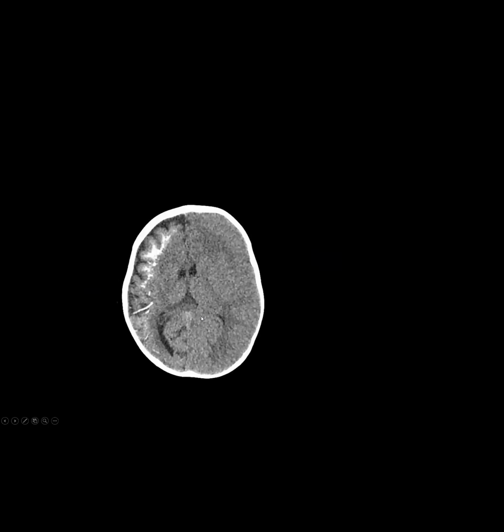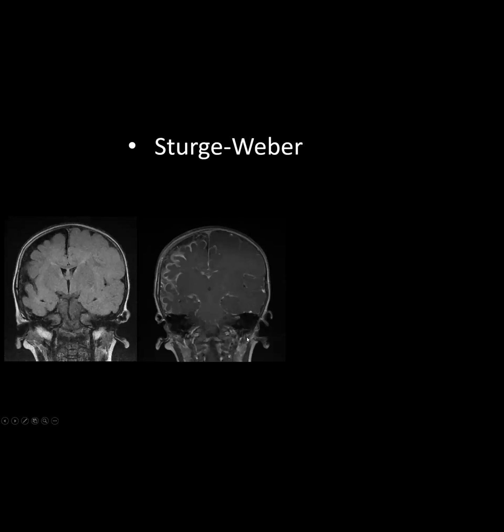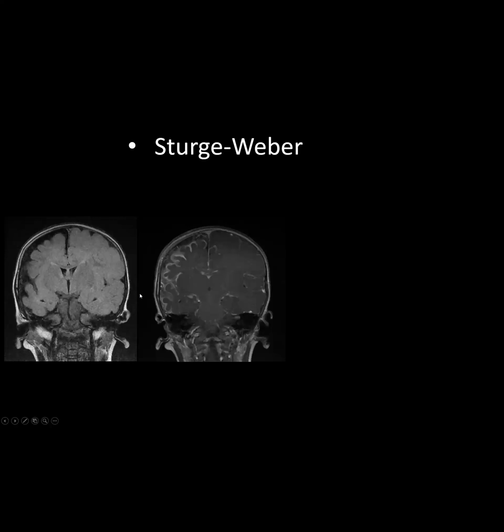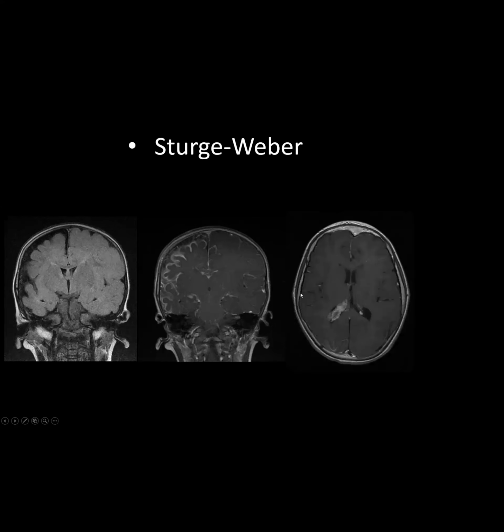This is just an example of Sturge-Weber, just since we're talking about leptomeningeal enhancement. So this is a patient that has cortical calcifications, atrophy on one side, and they have all this diffuse leptomeningeal enhancement. I'm just going to skip through this because this is not an infection, but it's in the differential for leptomeningeal enhancement.